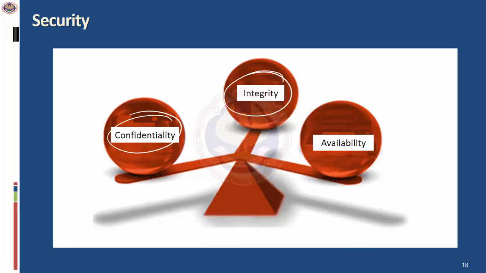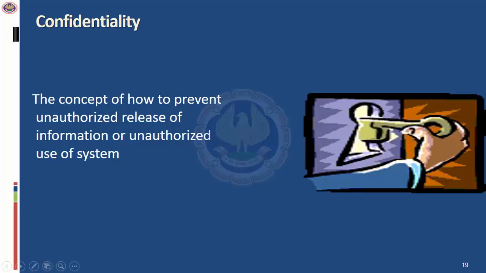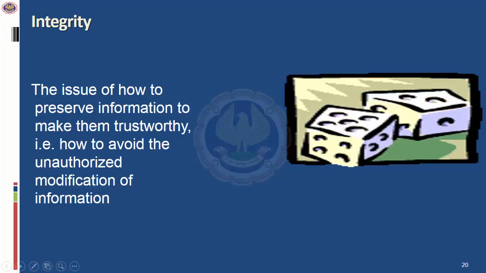And security consists of confidentiality, which is protection of sensitive information. Integrity is ensuring the accuracy and completeness of information at all stages of processing. Availability is all about ensuring the information is available as and when required, not only now, but also in the future. Let's look at confidentiality. Confidentiality is about preventing unauthorized release of the information or unauthorized use of the system.